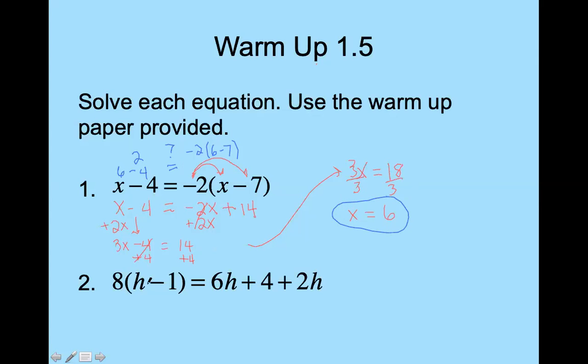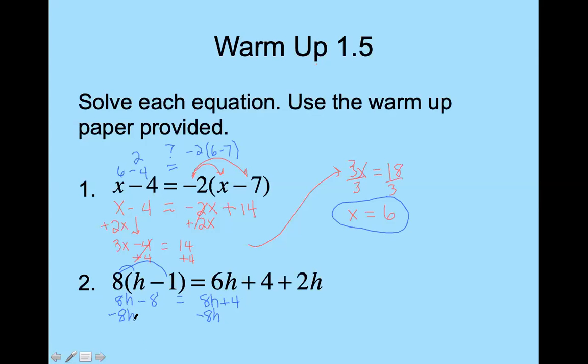All right, on problem number 2, I have the distributive property, and on this side, I'm going to need to combine some like terms. So I'm going to start by distributing. I get 8h minus 8 times -1, -8, equals, on this side I combine 6h plus 2h, those are like terms. I get 8h plus 4. All right, and I'm going to try to get my h terms on the left. So I'm going to subtract 8h from both sides. And it looks like these 8h's are going to cancel.